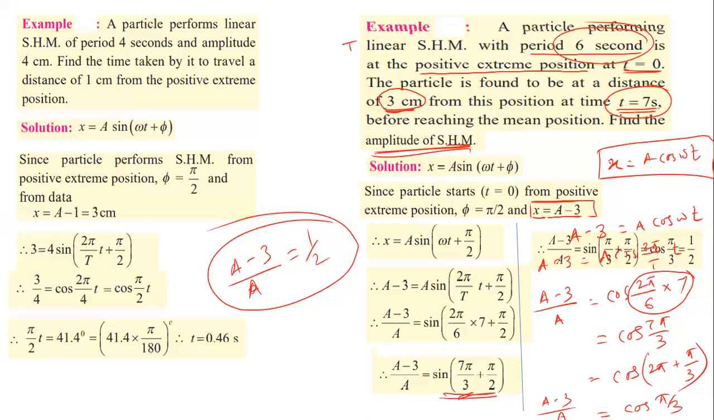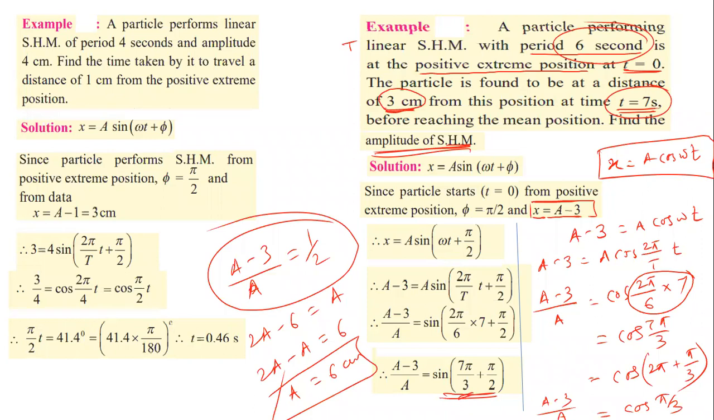So listen, this is the mathematics. You can solve this by any method, whatever method you feel easier, you can use it. You already learned the angle chapter in the 11th standard. So 2a minus a is equal to 6, so a is equal to 6 centimeter. You can see the answer here. It is 6 centimeter.